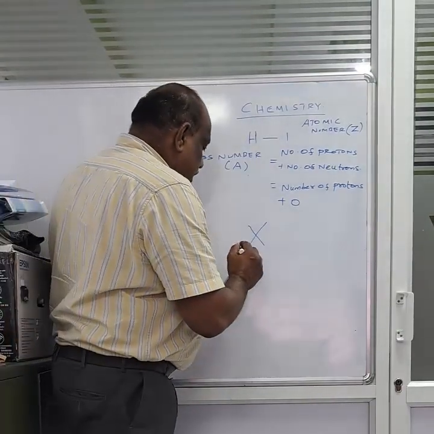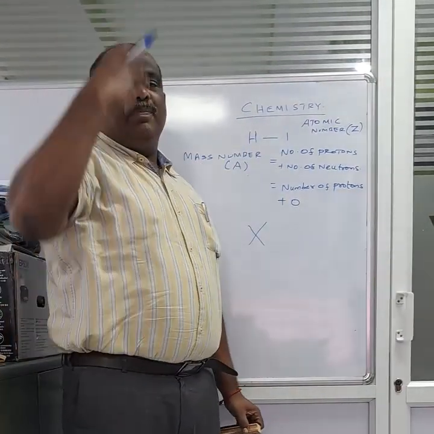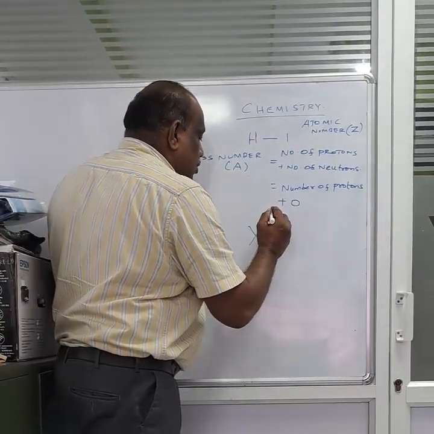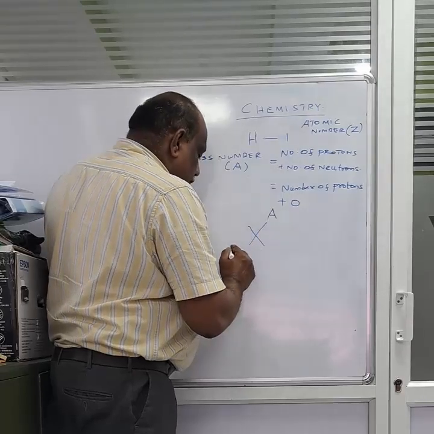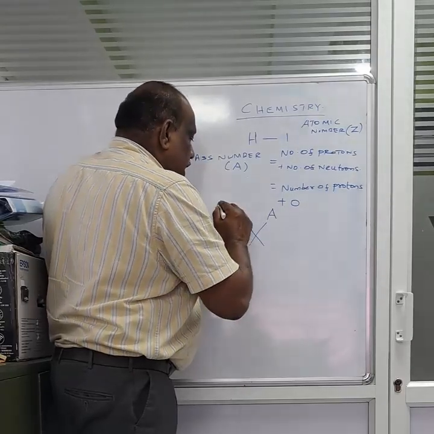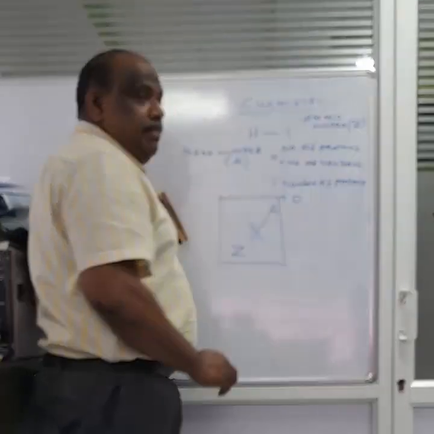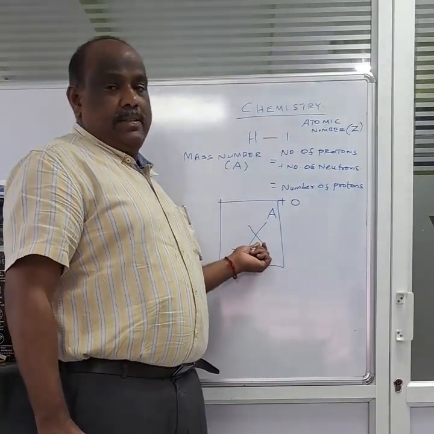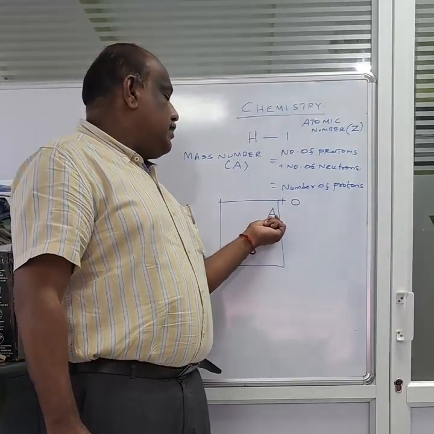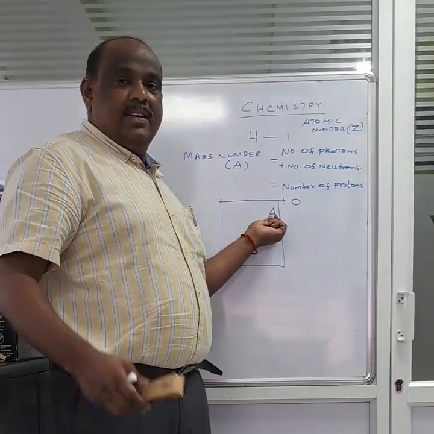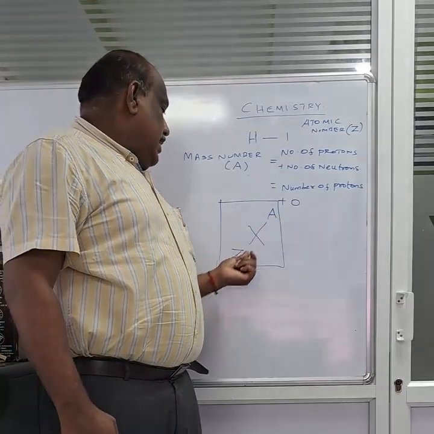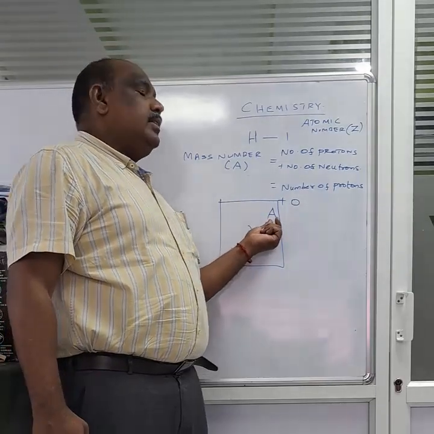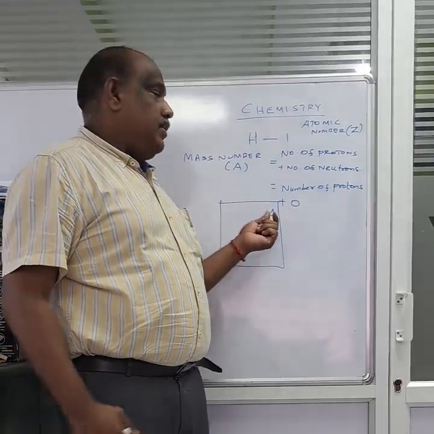And here the mass number will be at the top, and the atomic number at the bottom. So this is the way of representing an element. I will repeat. Let us say X is any element and A is its mass number, because it has more mass, so it should be at the top. The atomic number will be at the bottom, as the subscript, whereas the mass number should be the superscript.